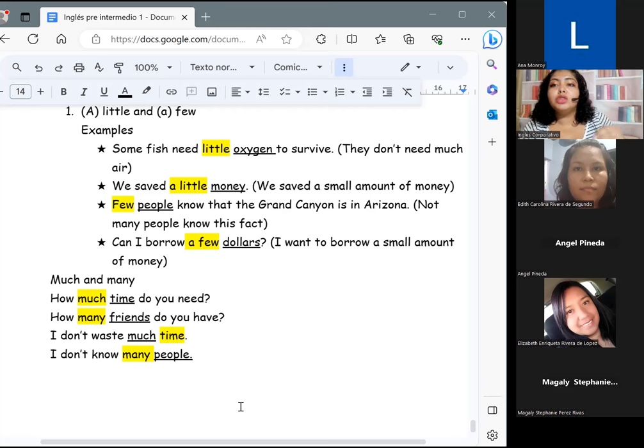And this one is to ask about amounts. In negative statements, not much and not many refer to a small amount. Much is not usually used alone in affirmative statements to indicate a large amount. So we have very specific principles for all of these words. And we are going to see the information here.